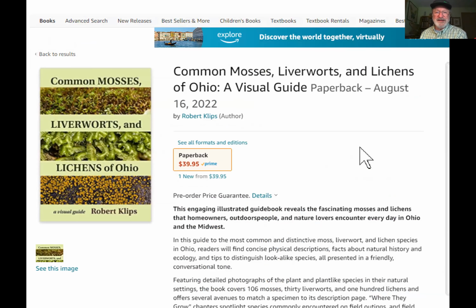And speaking of books, it appears as if I wrote one, which is called Common Mosses, Liverworts, and Lichens, Wholly Unrelated Organisms, but with Similar Ecology, of Ohio. This is a visual guide that's published by the Ohio University Press, and it's going to be available in late summer. So I'm very excited about seeing this book, and it's made for people interested in recognizing the really common species without technical language or much equipment, mostly with just a hand lens, mostly a photographic visual guide with some keys and illustrations. Looking forward to that.